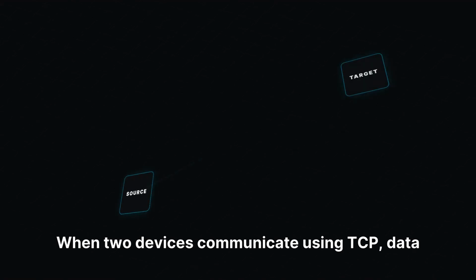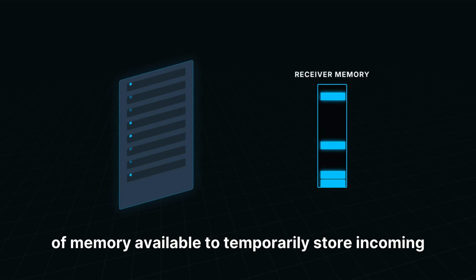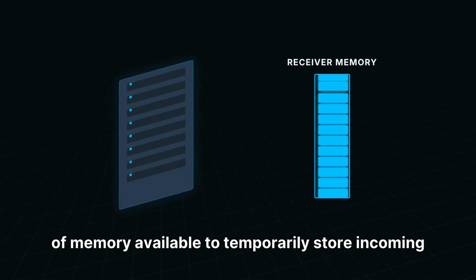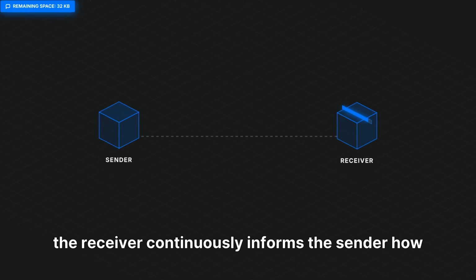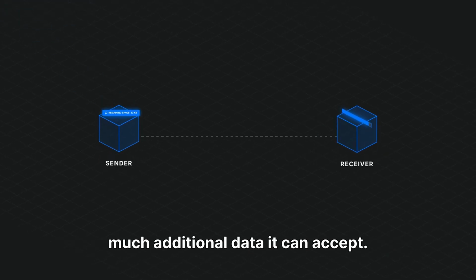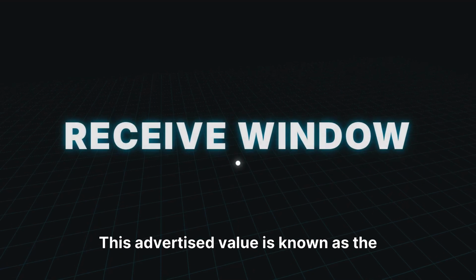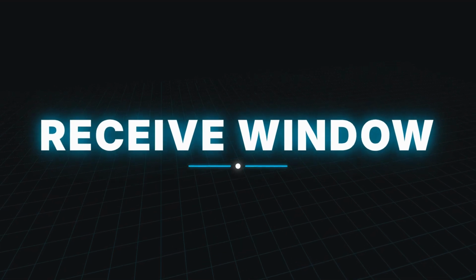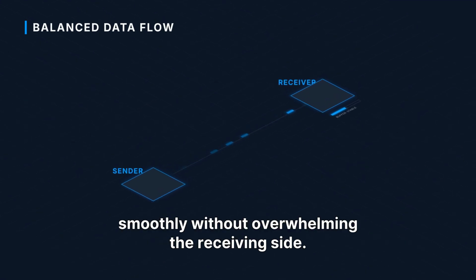When two devices communicate using TCP, data does not flow without limits. The receiving device has a finite amount of memory available to temporarily store incoming data. To prevent that memory from becoming full, the receiver continuously informs the sender how much additional data it can accept. The sender must respect that limit. This advertised value is known as the receive window. As long as the sender stays within the advertised window, data can continue flowing smoothly without overwhelming the receiving side.